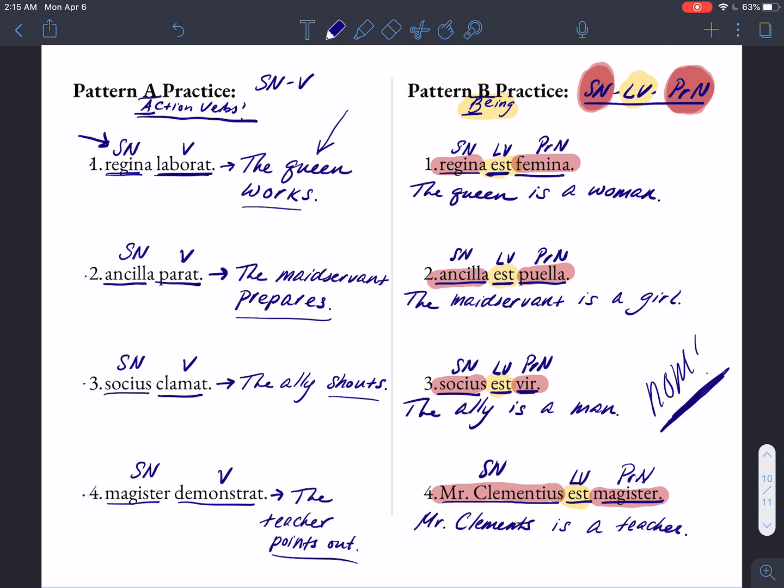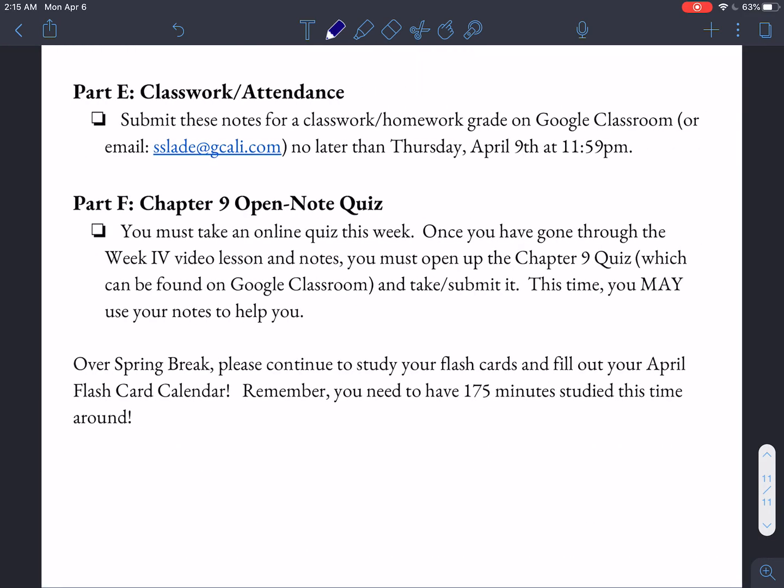Okay, so if you need to pause the screen, you may do so. But without further ado, I'm going to move on here. And I'm going to give you your further instructions. Okay, you know the drill by now. Okay, your classwork and attendance. Please submit these notes for a classwork homework grade on Google Classroom or via email if that doesn't work, no later than Thursday, April 9th at 11:59 p.m.